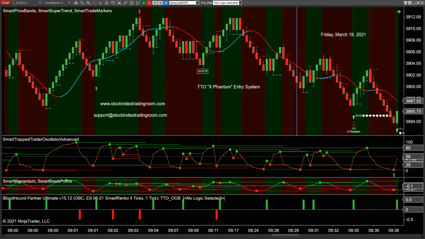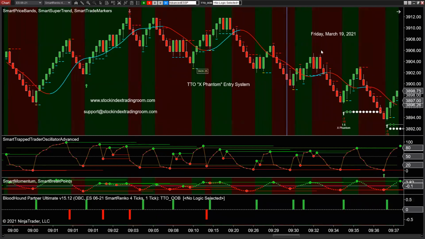It's relatively simple because the entry denotation is signaled before this bar forms. We don't have to wait. If that bar forms, it's a signal. If this bar forms through this, it's a signal. And watching this in real time, you can see this little red hash mark and this little cyan hash mark, and you can see the bar working down, bam, and there it goes. So that's the X Phantom entry system and some possible management techniques. We showed Friday, March the 19th, and then we recap for the whole month.